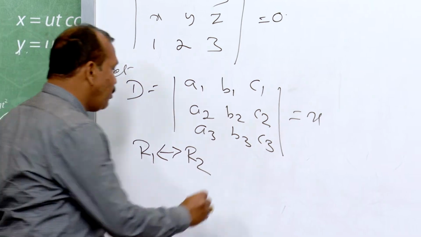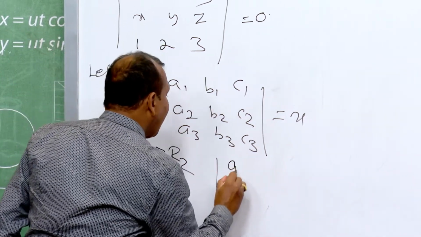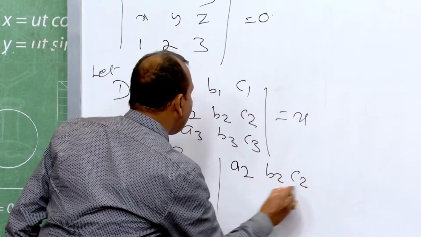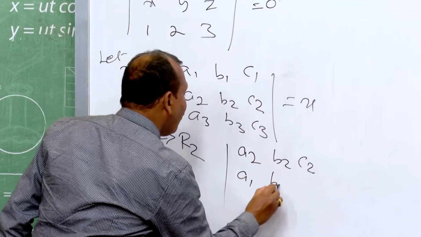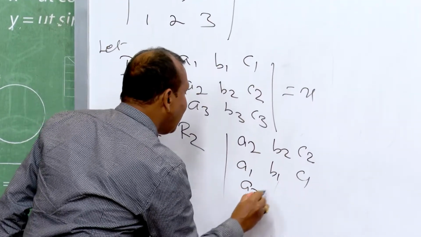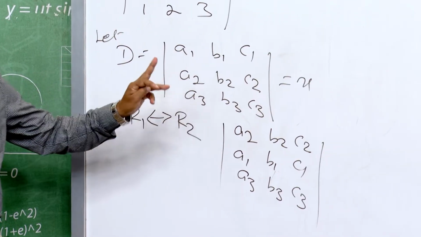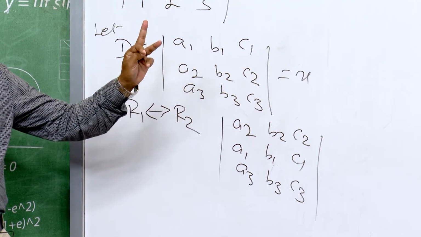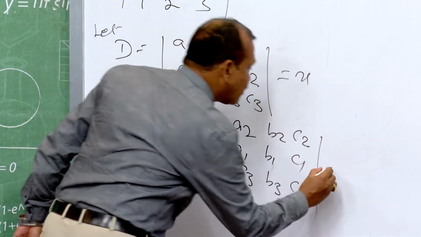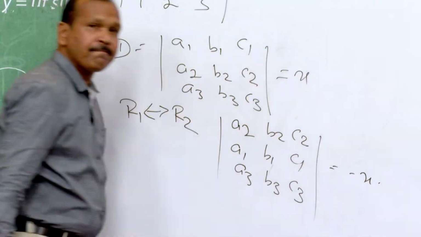Then the determinant becomes A2, B2, C2, A1, B1, C1, A3, B3, C3. The value remains unchanged in magnitude and the sign is changed. That means the value becomes minus x.